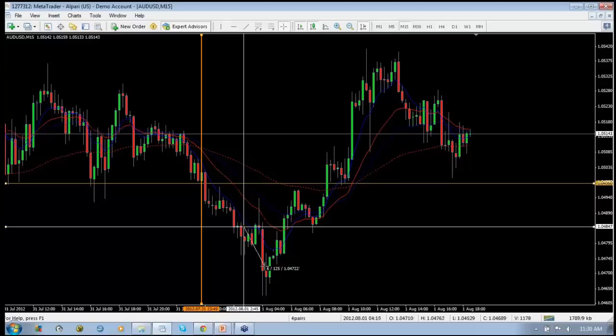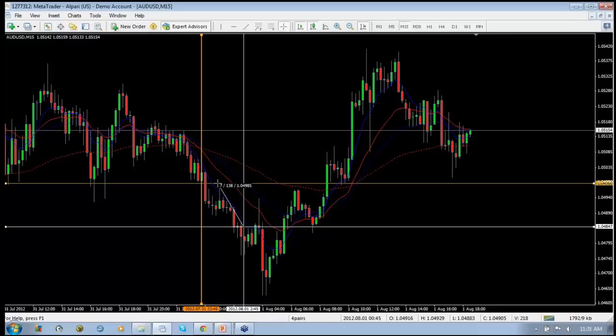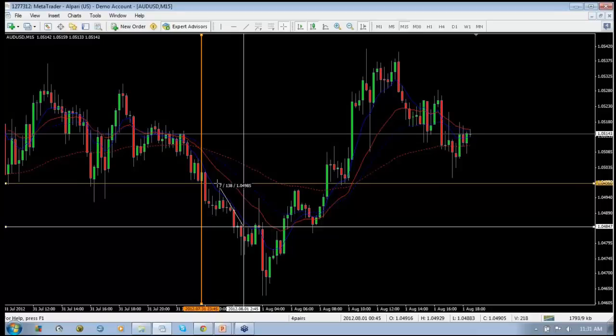Here is our support. We get a break of that support, so we enter here, and our stop will go just above this high, okay? Looks like that would have been right around a 14 pip stop loss. And so a lot of times when you're trend trading, you can catch a really, really nice move, okay?